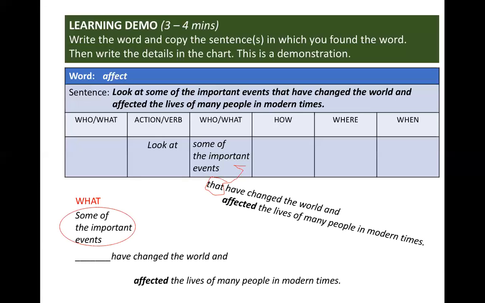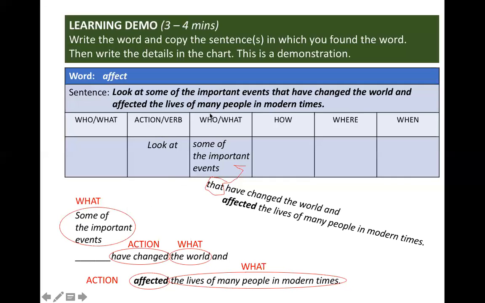Now, this is a what? Some of the important events have changed is the action, have changed what? The world, and is the joining word for the two sentences. Now, it's also have affected, but when you put it in a compound, you don't have to put the auxiliary twice. So affected is the action. Affected what? The lives of many people in modern times. Have affected what? You can't say the lives of many people because that is not enough information. Have affected the lives of many people in modern times. It's all one detail. So this is how our minds read this sentence.